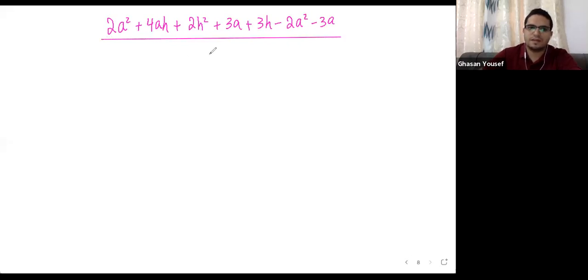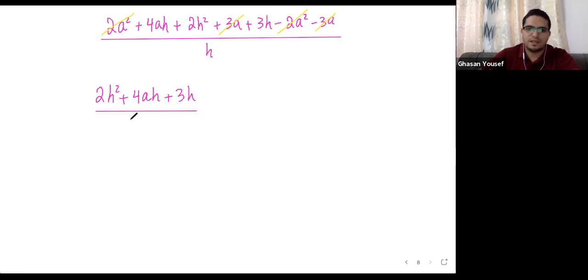Now we can simplify something here. What can we cancel? The minus 2a squared with the positive 2a squared, they cancel out and give 0. And the minus 3a cancels with the 3a, giving 0. The only things that remain are 4ah plus 2h squared plus 3h. I can reorder it as 2h squared plus 4ah plus 3h, everything over h.